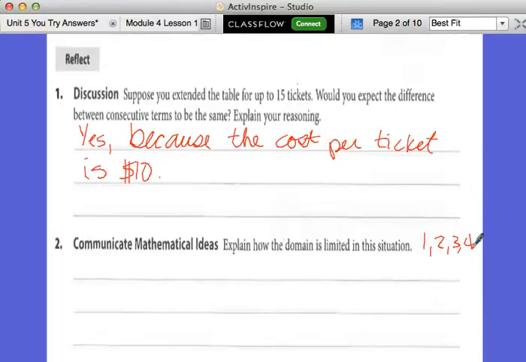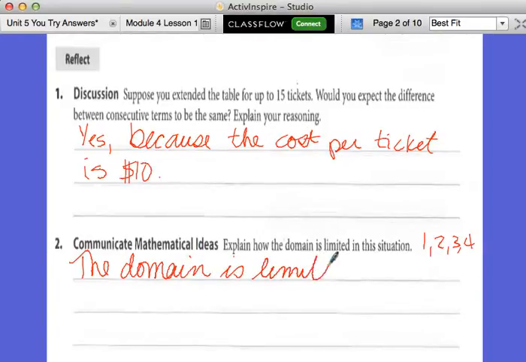No. So in this case, your domain is limited to non-zero numbers. So your domain is limited to whole numbers, especially since you can't buy half of a ticket or 3/4 of a ticket. So the domain is limited to whole numbers.